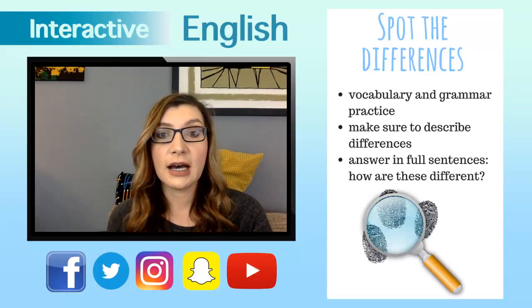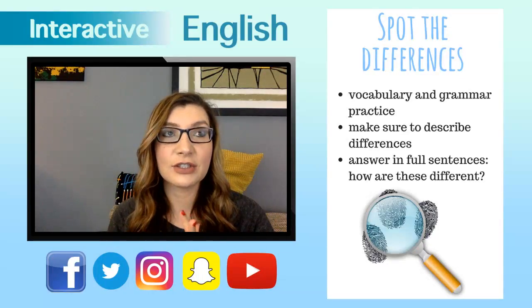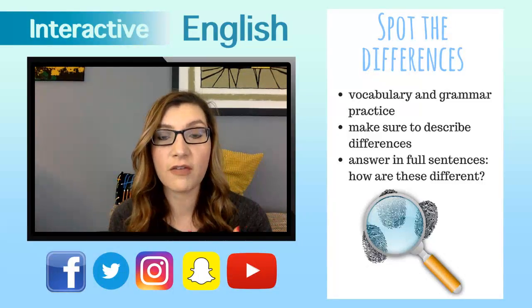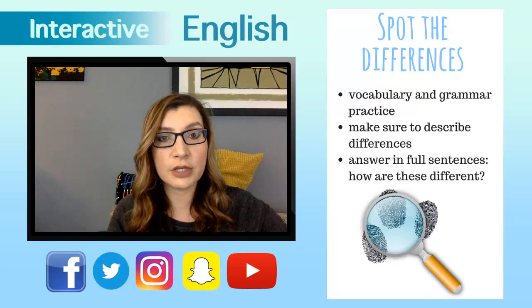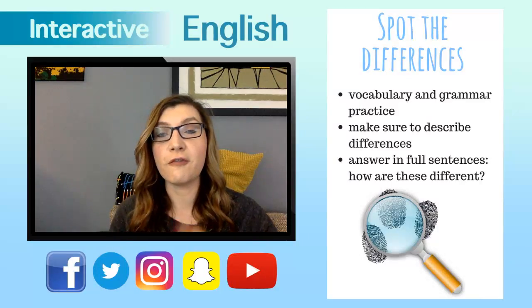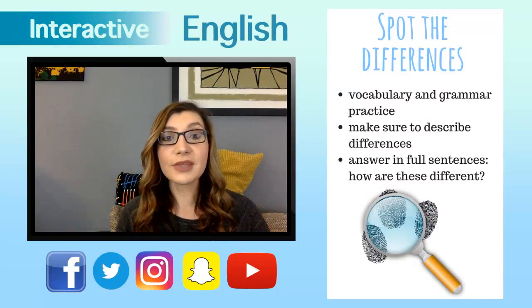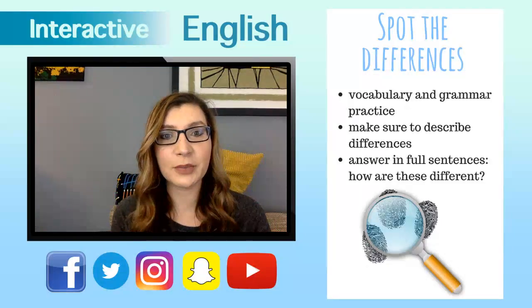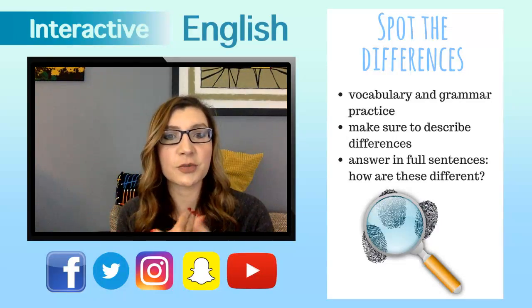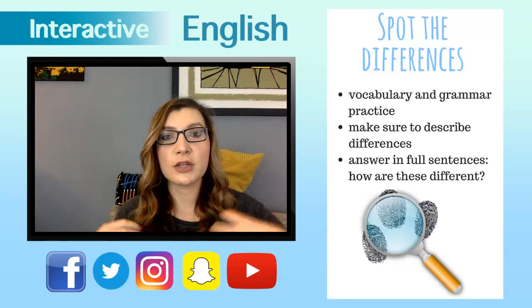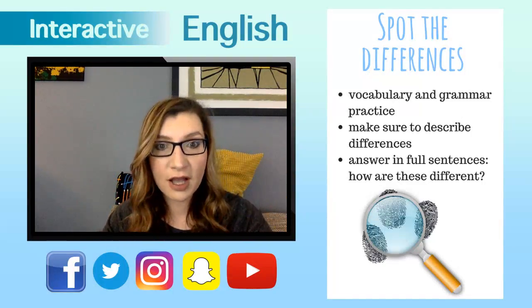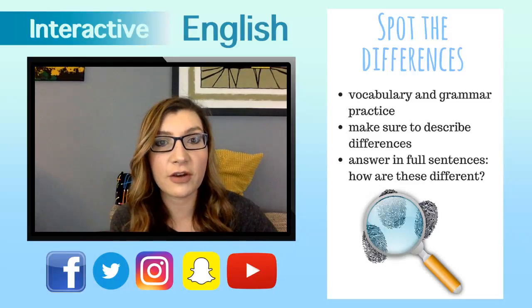Very, very beneficial. What I would like to ask you to do is, every time you do this activity, ask yourself, how are these two images different? So I want you to describe the differences. Make sure you write them in full sentences. Because of course, some of them might be easy to spot, but the point is not to find them as much as to talk about them. That is where the English practice comes in handy. So you can use adjectives, actions. I just want to make sure that you're being as descriptive as possible. This is where it becomes very, very useful.